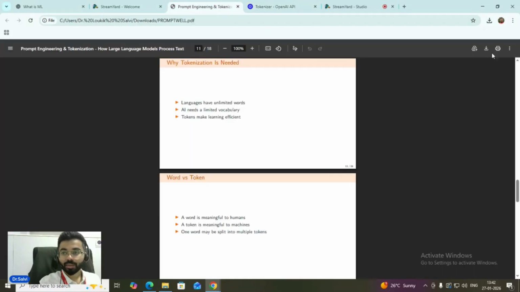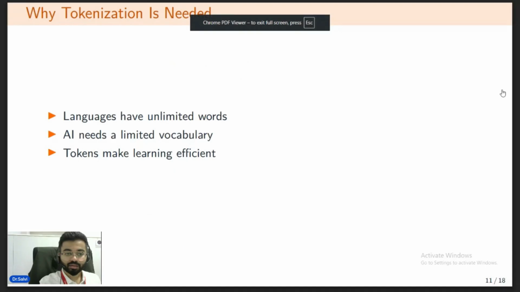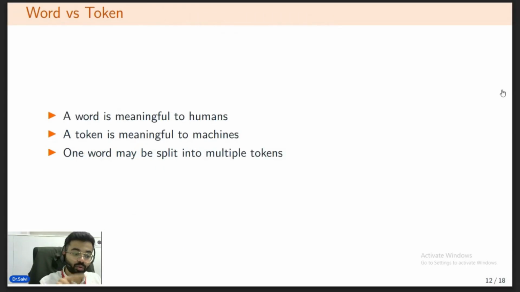So now coming back to this, we just talked about why tokenization is needed. Now let us talk about words versus tokens. What we humans understand is words, right? A word is going to be meaningful to our understanding, whereas the token is what the machines are going to understand. But it does not mean that every word maps to a token. We can say that one word may also be split into multiple tokens.